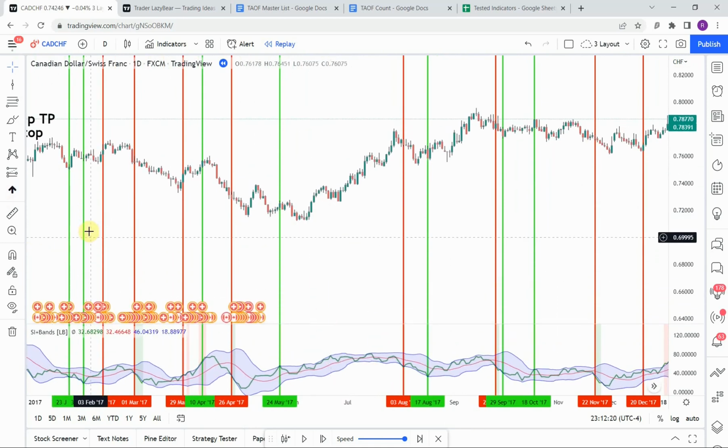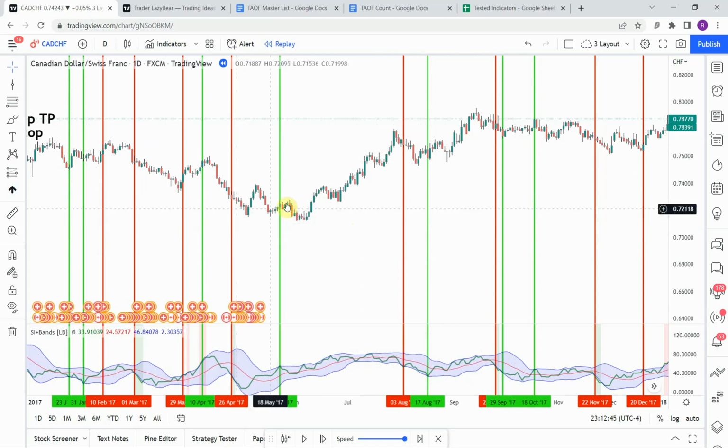So 1, 2, 3, 4, 5, 6, 7, 8, 9, 10, 11, 12, 13, 14, and 15. So we have 15 trades altogether, and we have 1, 2, 3, 4, 5, 6, and 7. 7 winning trades. And so that is not going to meet the 60% criteria that we were looking for.